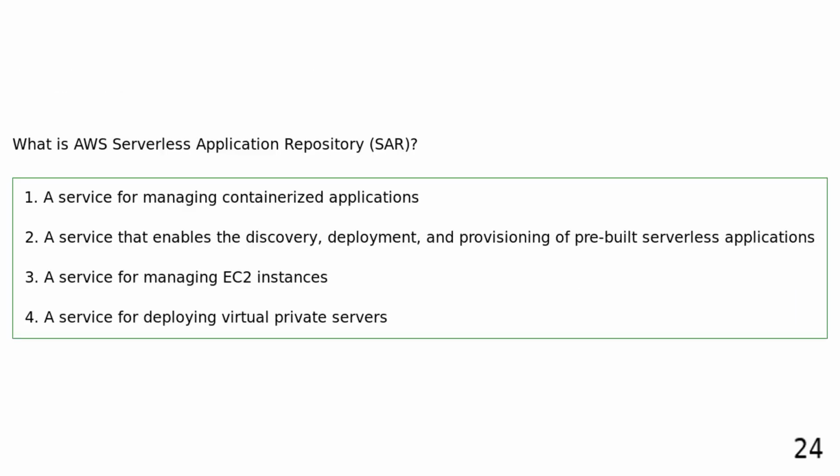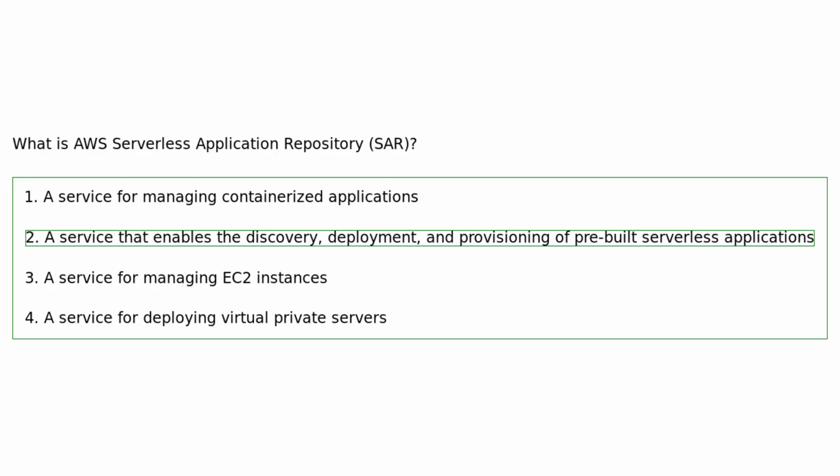What is AWS Serverless Application Repository? A service for managing containerized applications. A service that enables the discovery, deployment, and provisioning of pre-built serverless applications. A service for managing EC2 instances. A service for deploying virtual private servers. AWS Serverless Application Repository is a service that enables the discovery, deployment, and provisioning of pre-built serverless applications.